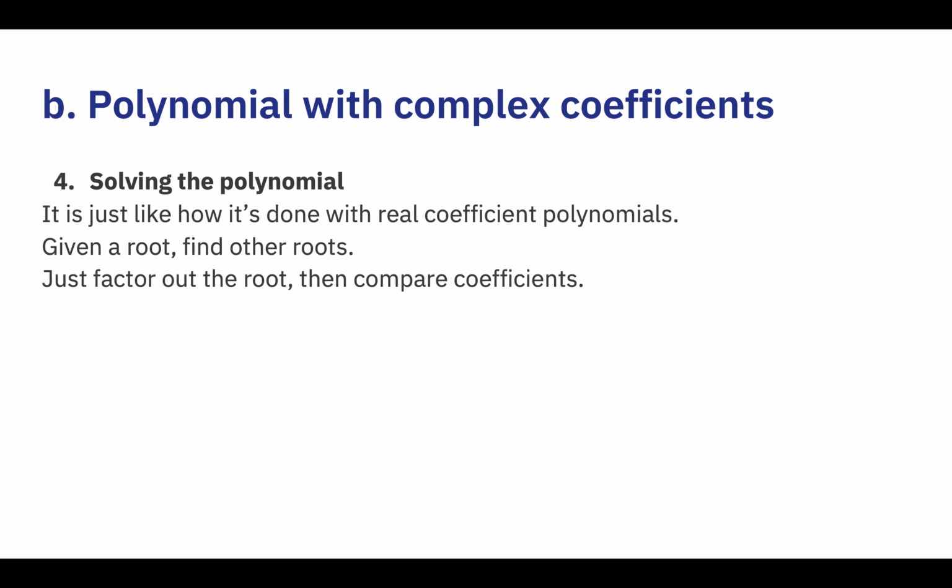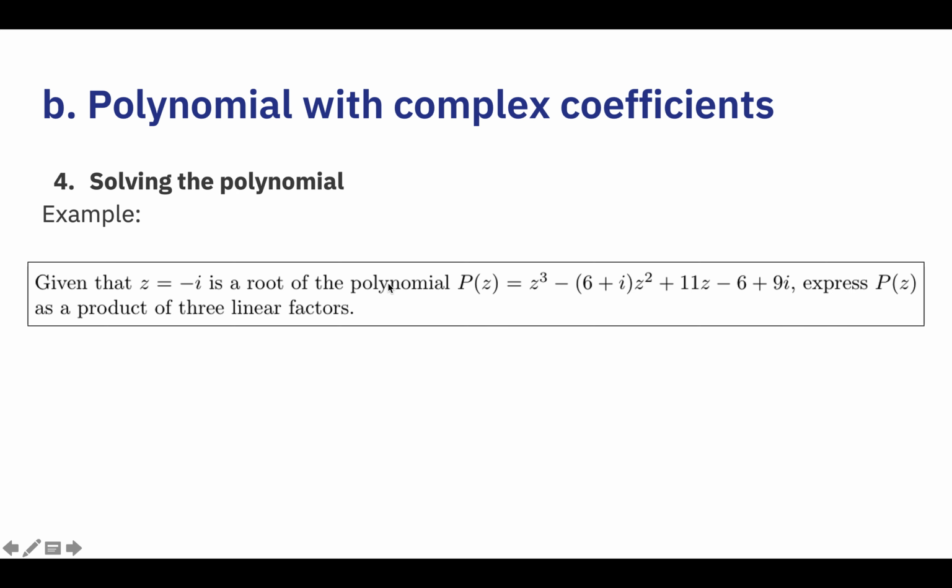Okay, next we're going to be moving on to solving the polynomial. It is really just like how we do it with real coefficient polynomials. So given a root, find the other roots. What we want to do is just to factor out the root, and then we can compare coefficients. The question says here that given that z = −i is a root of this polynomial, express p(z) as a product of three linear factors.